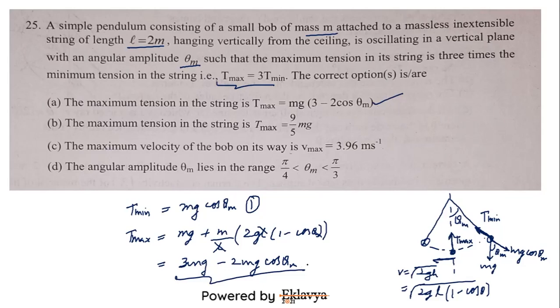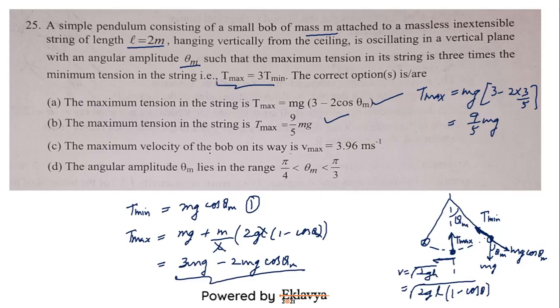Now we can substitute the value of cos theta m and check. If I substitute it here, Tmax will be mg into (3 minus 2 times cos theta, which came out to be 3 by 5). So this will become (15 minus 6) by 5, 9 by 5 mg. So even this option is correct.